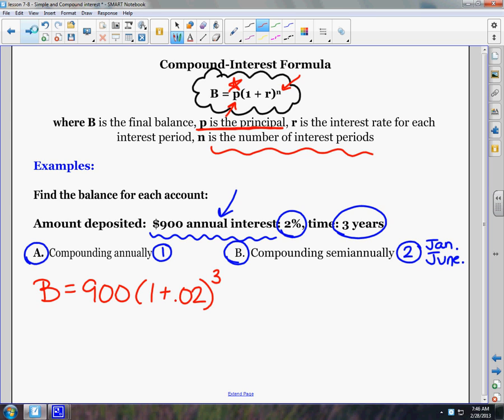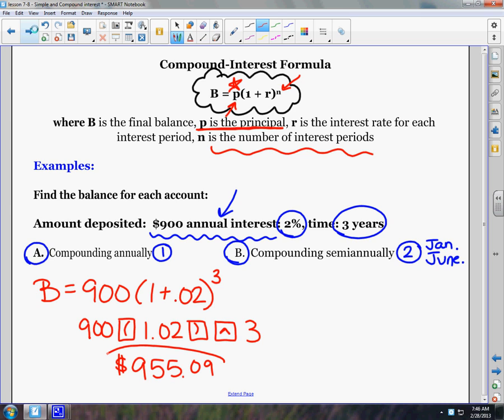You just plug your numbers into the right spots and you'll get your answer. So you do 900, 1.02 to the third power. Now, if you're having a hard time on your calculator, this is what I just typed in: 900, I did the parenthesis, I did 1.02, and then I did a parenthesis, and then I did the caret key. I don't know if you know that one, but it looks like this. That's the caret key, which means raise it to an exponent, and then I did 3. So if you do that, you'll get $955.09.